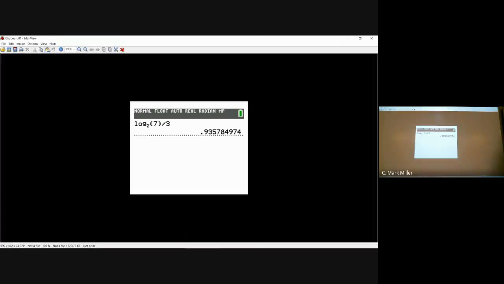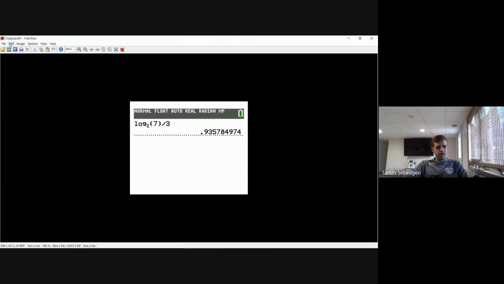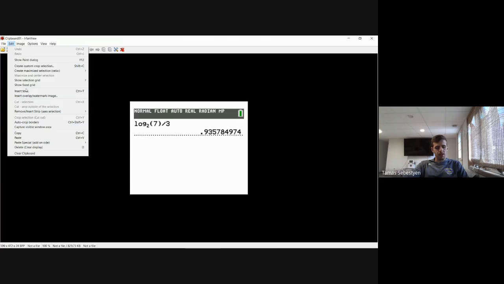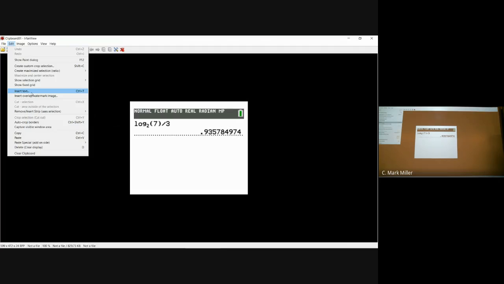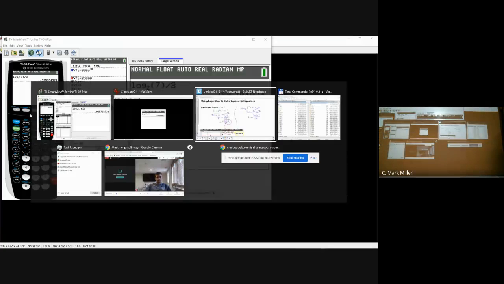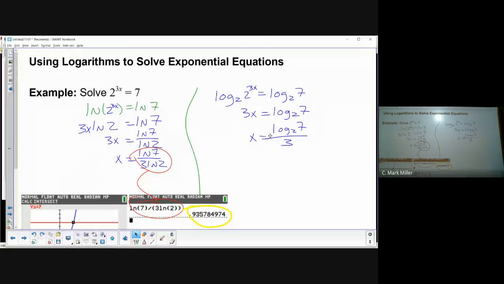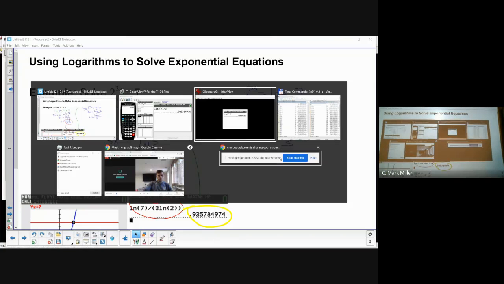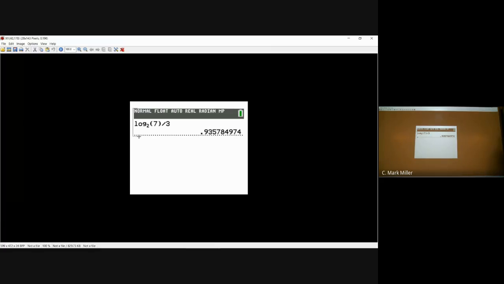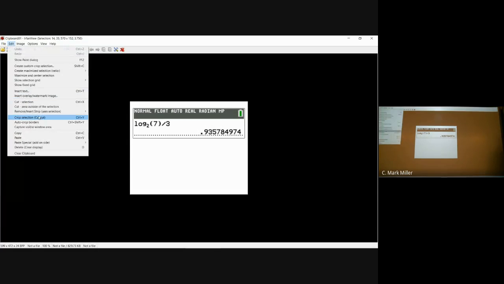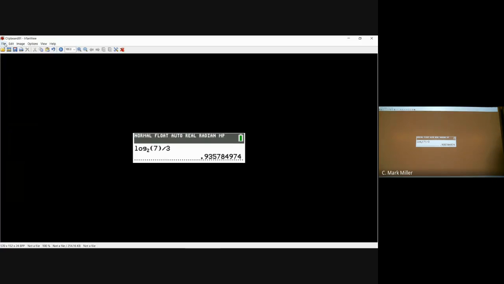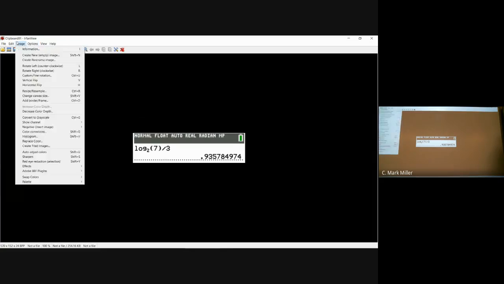Mr. Miller, yes. During the test, if I write x equals log base 2 of 7 over 3, is that enough, or do I have to do the entire thing? No, you're saying is it all right if you write this? Yeah, that's fine. I am just adding this to the slides. If you write something that's equivalent, I'm pretty okay on that.